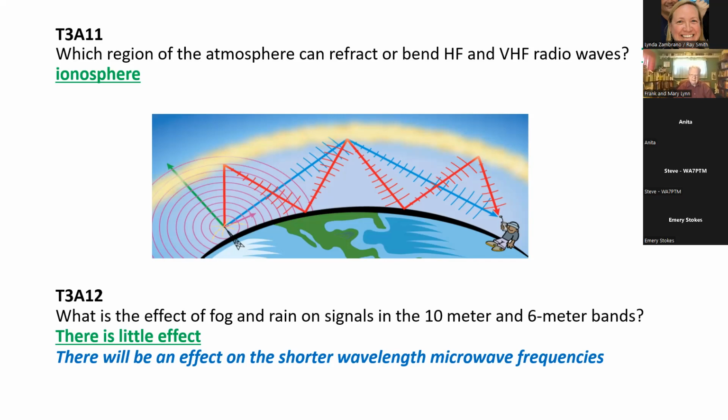What is the effect of rain and snow, or fog and rain, on signals in the 10 meter and 6 meter bands? Yeah, not much. Again, because they don't interact with the water molecules like UHF and microwave frequencies do.